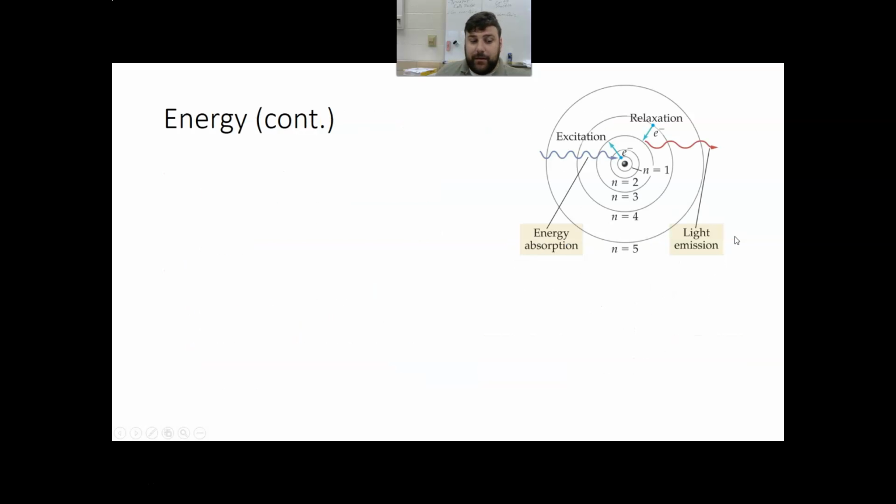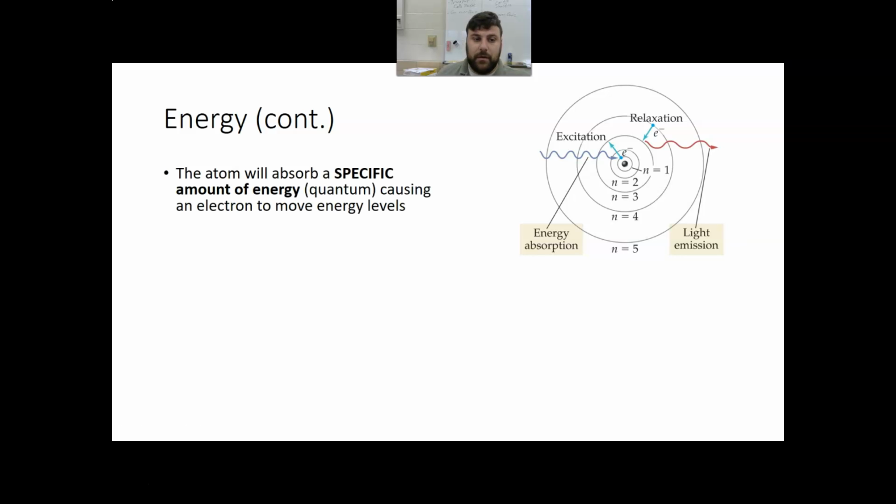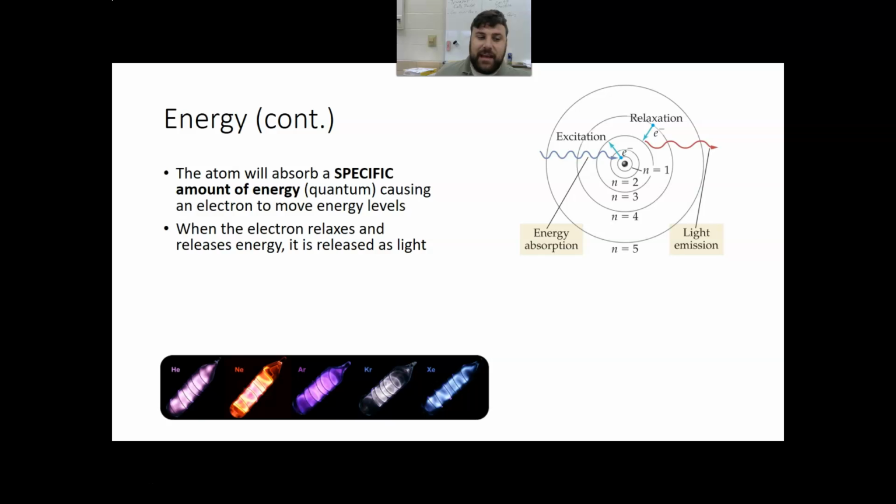So to continue and wrap up this, the atom needs to absorb a specific amount of energy. And this is what I referred to in an earlier video called a quantum. Once that specific amount of energy is absorbed, so once our electron absorbs enough energy, it will jump to the next level. When the electron relaxes, this energy is released, as I said, as a light emission. It is given off as light.